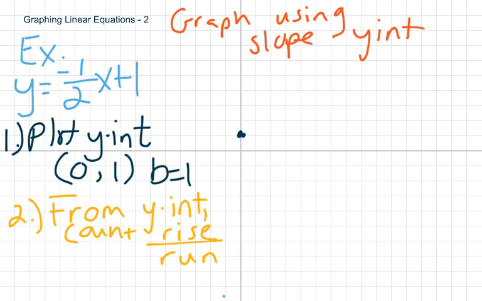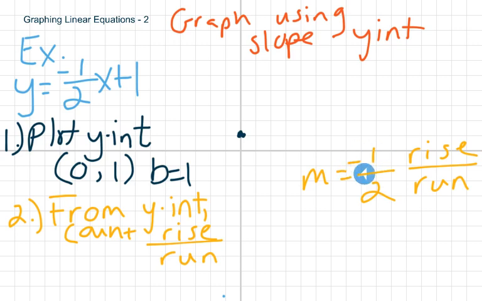Now, from the y-intercept, a common mistake students make is that they count the slope starting at the origin. You're not going to count the rise and the run starting from the origin. You're going to start at a point that you know is on the line. So looking at this, my slope is negative 1/2, and that corresponds to the rise over the run.